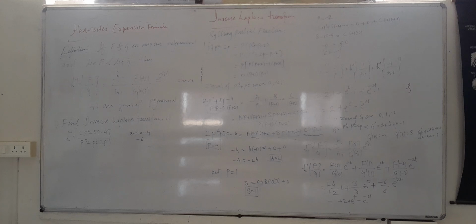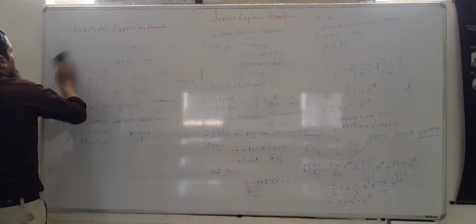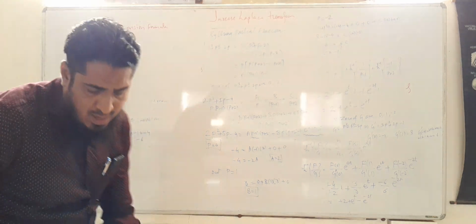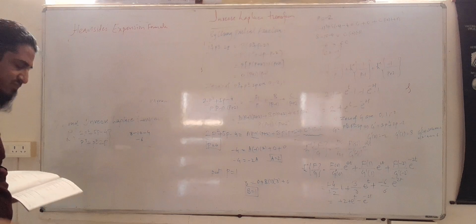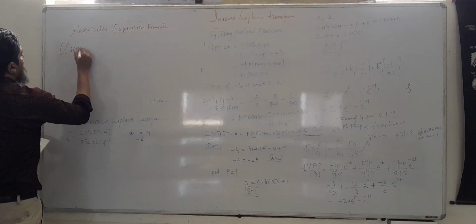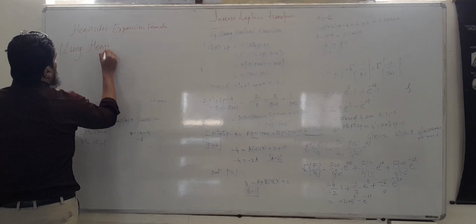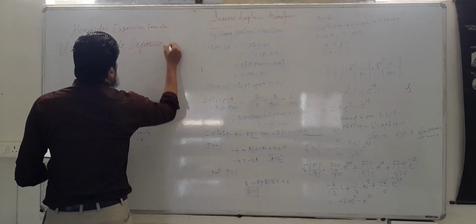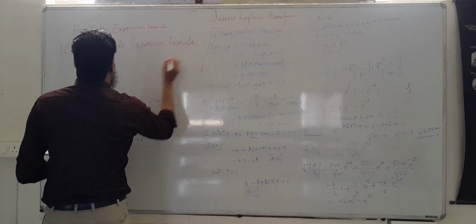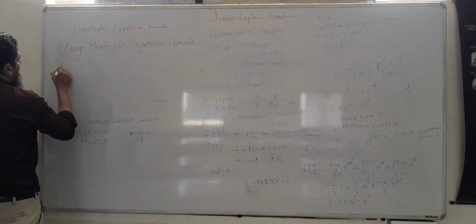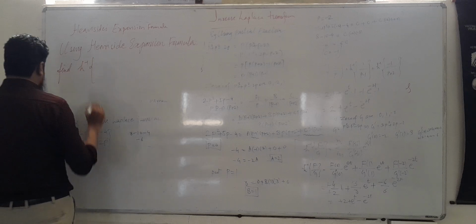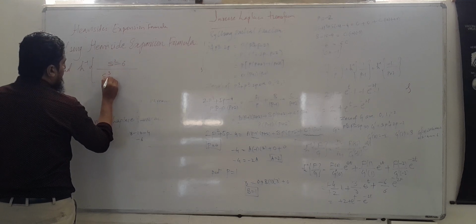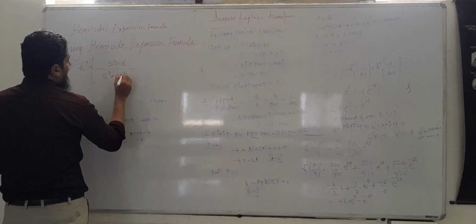Now take one example such as: using the Heaviside expansion formula, solve or find the inverse Laplace transform of (s square minus 6) upon (s cube plus 4 s square plus 3s).